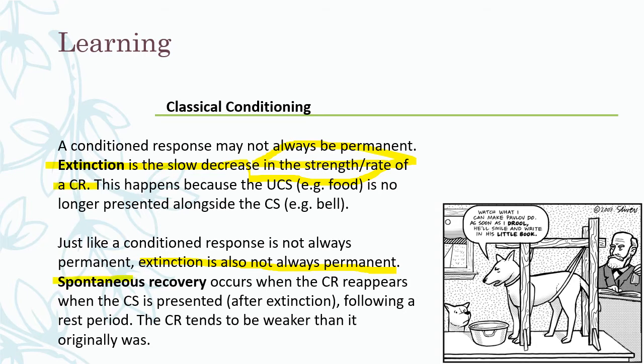So spontaneous recovery occurs when the CR appears when the CS is presented. So for example, the bell might ring again just off the off chance and the dog starts salivating. Or the school bell rings and you all of a sudden feel hungry. Right? It tends to be weaker than it originally was, and it gets removed fairly quickly.